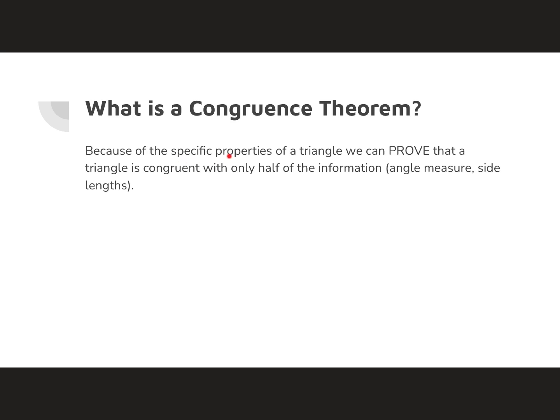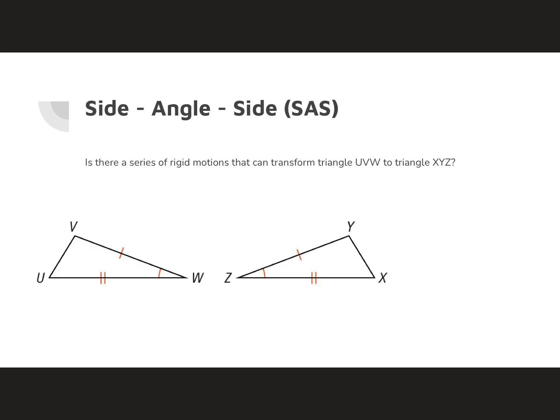Because of the specific properties of a triangle, we can prove that a triangle is congruent with only half of the information. The information being the angle measurements and the side lengths. Okay, so first we're going to talk about the side angle side theorem.